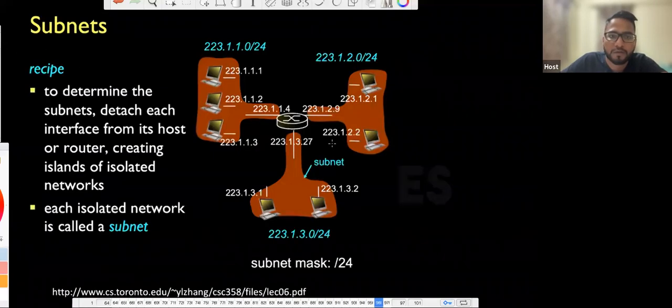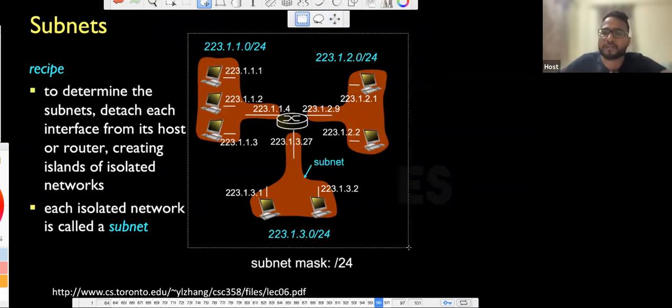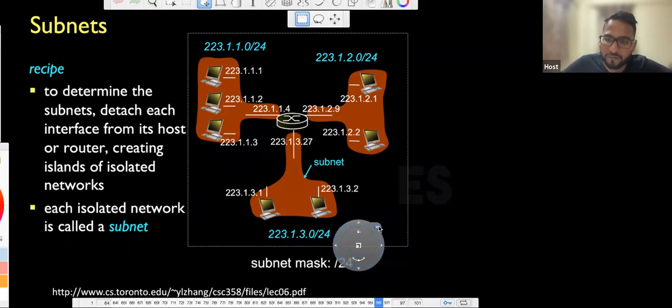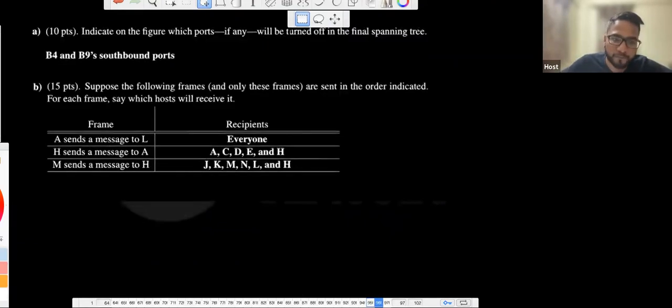Now, let's do one question where they're asking that given any router, let's suppose this router is given to you, how many subnets are there? So, the number of subnets.